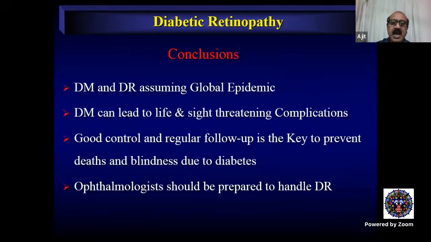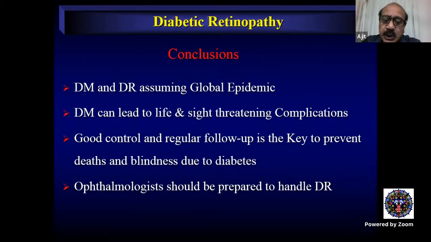In conclusion, diabetes mellitus and diabetic retinopathy are assuming a global epidemic, and diabetes can lead to life and sight-threatening complications. It's not only the complications to the patient, actually the whole family gets affected, and the morale of the whole family goes down. Good control and regular follow-up is very, very key to prevent deaths and blindness due to diabetes. This is one point which I want to drive home this evening.